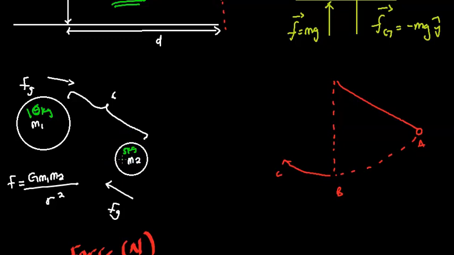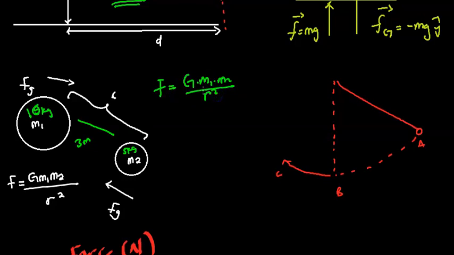And they said they were being separated by the distance of 3 meters. Let's say the distance from here to here is simply going to be 3 meters. Let's go back. They said we should calculate the force of gravity. So in this case, our force of gravity is going to be G multiplied by M1 multiplied by M2 divided by R squared.